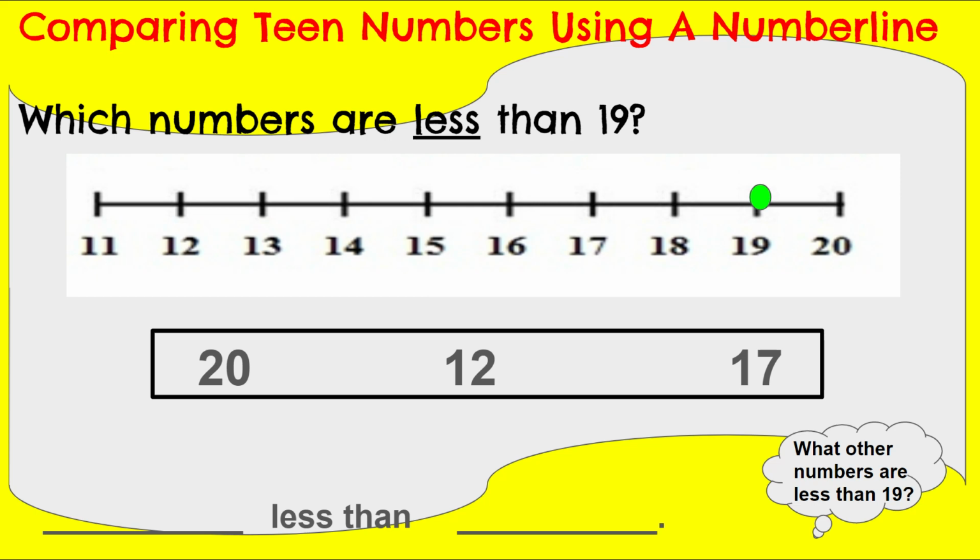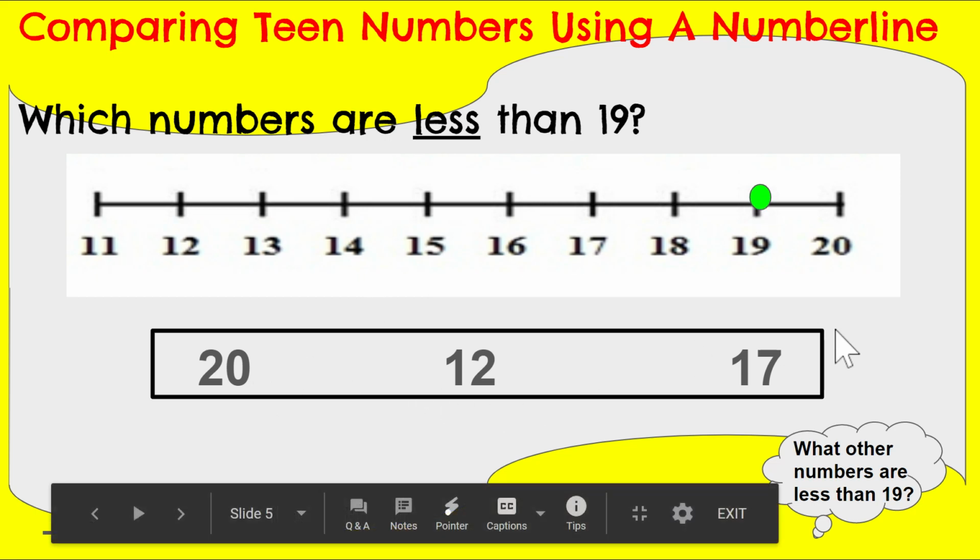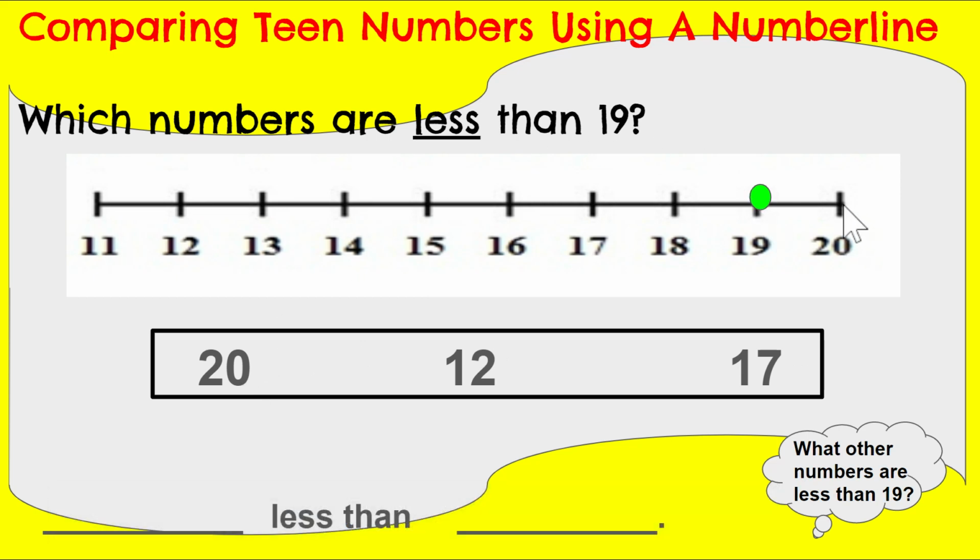Which numbers are less than 19? So this is less than, smaller. So first we have to find our special number 19 on our number line. There it is with our green dot. And now we have to see which numbers are they asking us. They're looking at number 20. So let's find 20. Oh, 20 looks to me like it's going the wrong way. That one is greater. It's more.